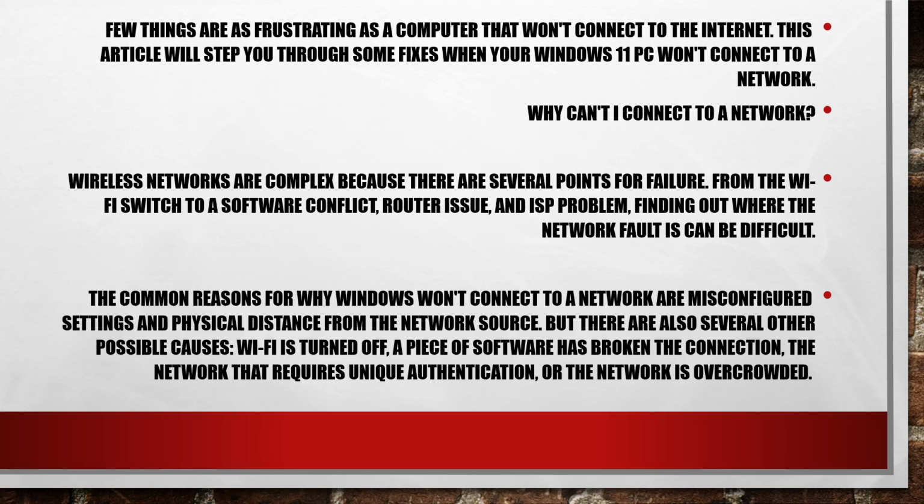Why can't I connect to a network? Wireless networks are complex because there are several points for failure. From the Wi-Fi switch to a software conflict, router issue, and ISP problem, finding out where the network fault is can be difficult. The common reasons for why Windows won't connect to a network are misconfigured settings and physical distance from the network source. But there are also several other possible causes.